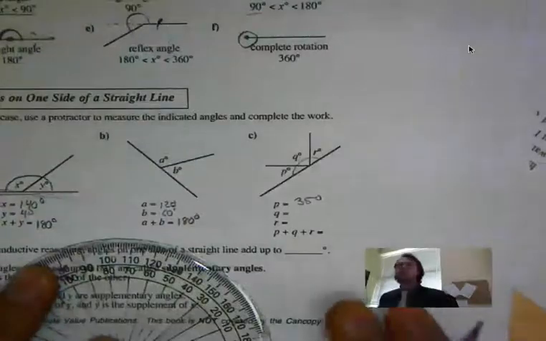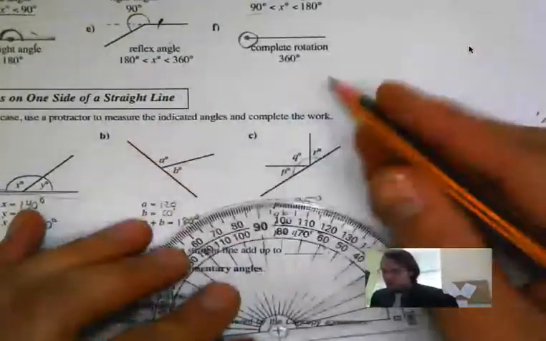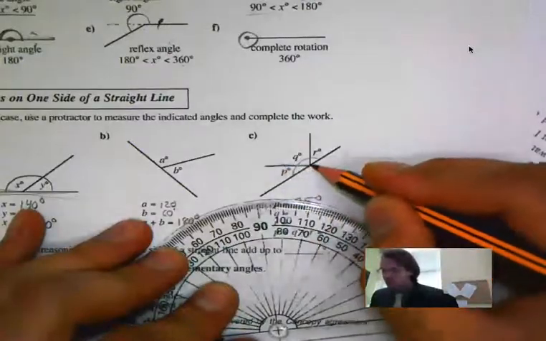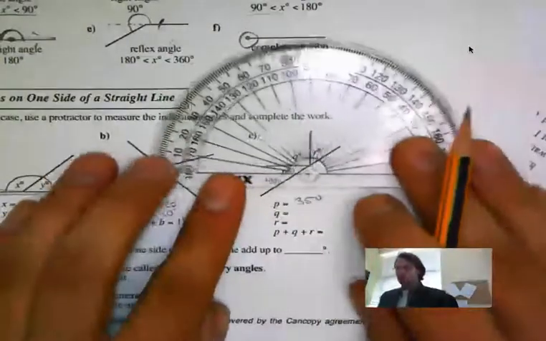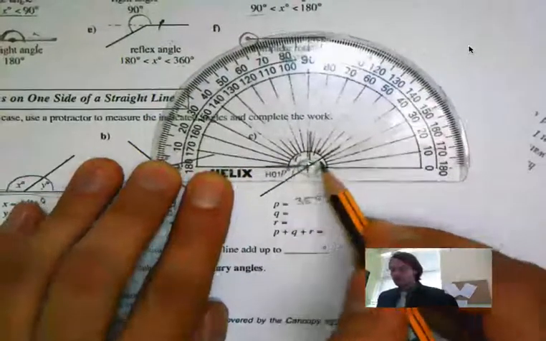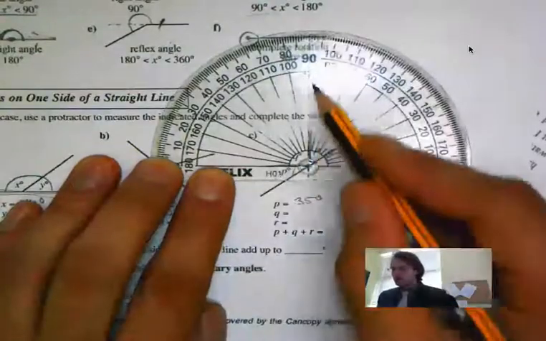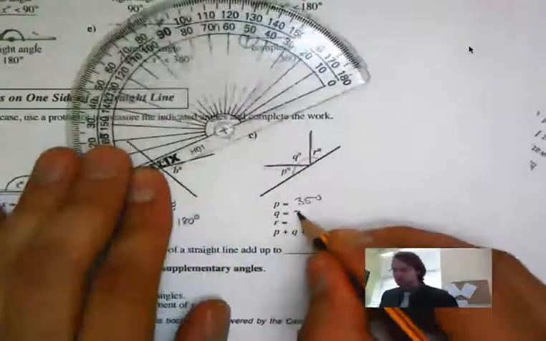Now we're going to look at angle Q. Angle Q starts here and goes up there. So let's measure out angle Q. Put my line on the base of angle Q, which is right here. So zeros on the outside I have. I go up. I get around 90 degrees.